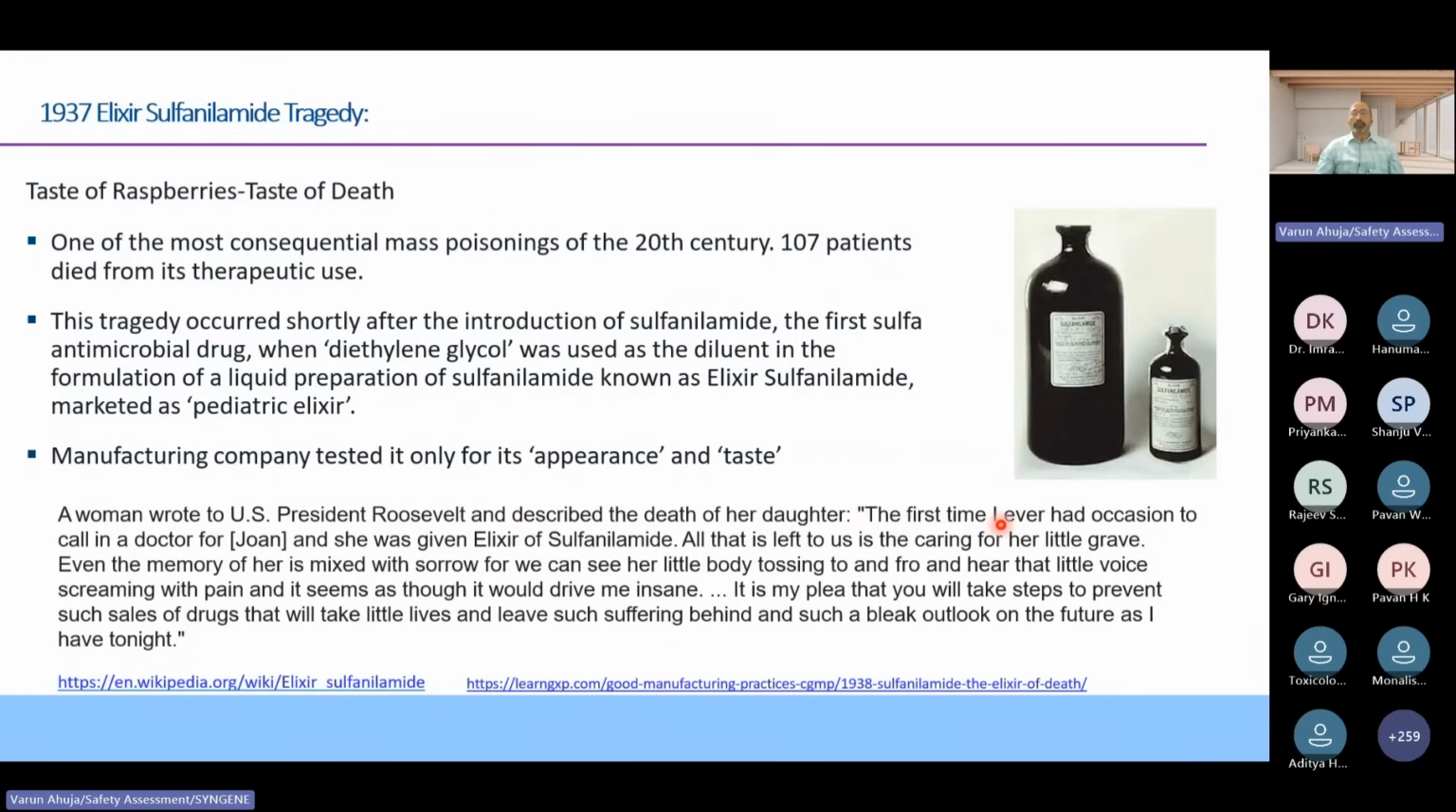The first time I ever had occasion to call in a doctor, and she was given elixir. Joan is her daughter. All that is left to us is the caring for her little grave. Even the memory of her is mixed with sorrow, for we can see her little body tossing to and fro and hear that little voice screaming with pain, and it seems as though it would drive me insane. It is my plea that you will take steps to prevent such sales of drugs that will take little lives and leave such suffering behind, and such a bleak outlook on the future as I have tonight.